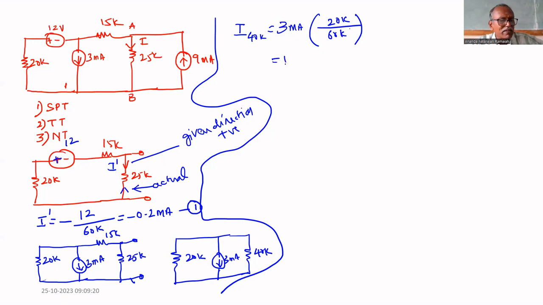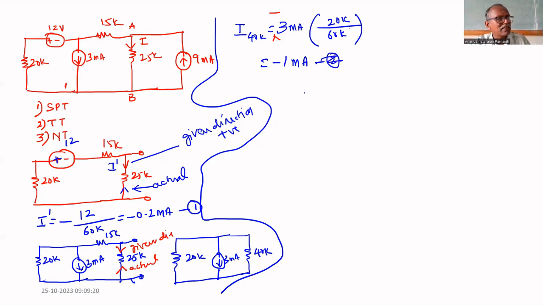Now, what is the direction of current? The direction is this way. This is actual. Assumed is this, as given. So it is opposite. That's why we have to consider the minus sign. So minus, that is equal to minus 1 milliampere. That is the second current we got.